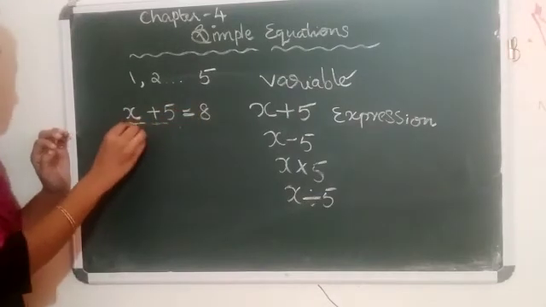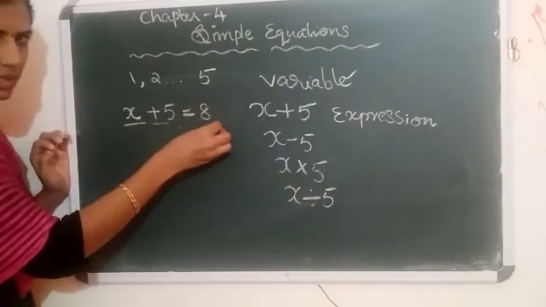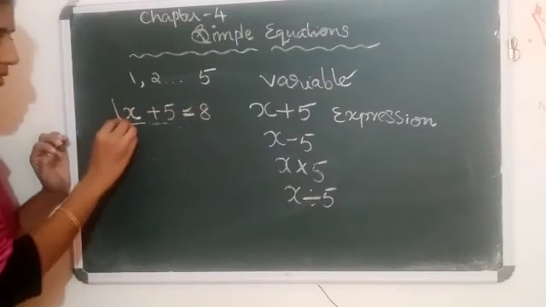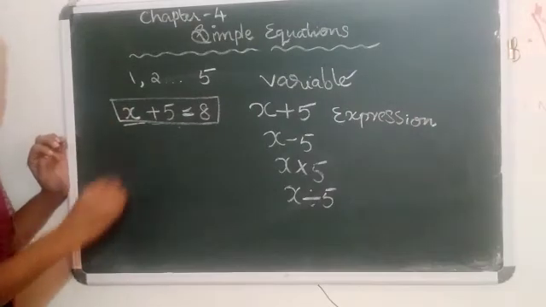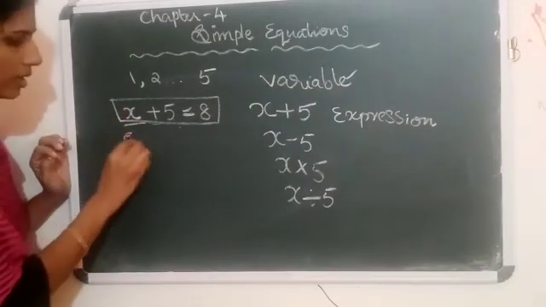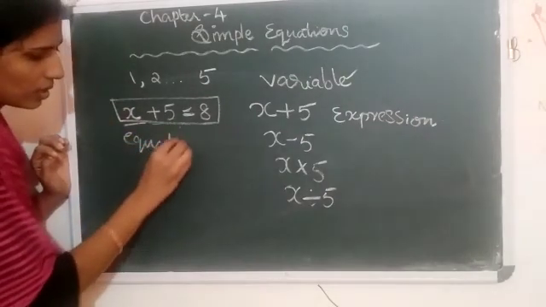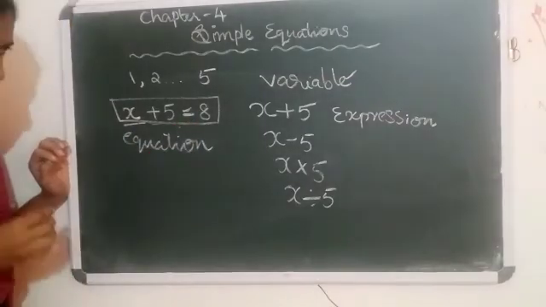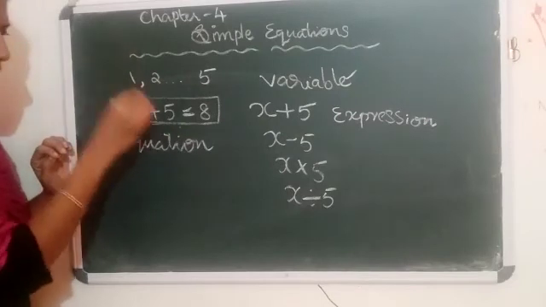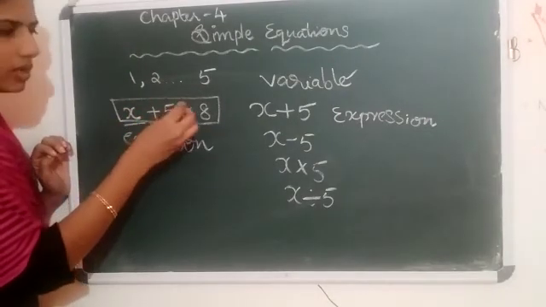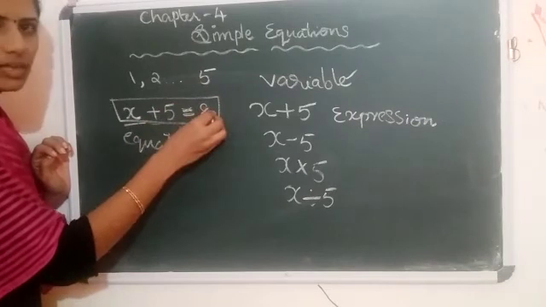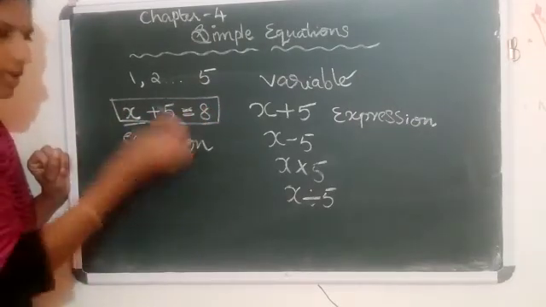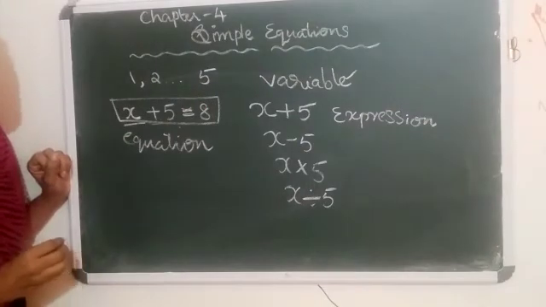Now see, x plus 5 equal to 8. When these two actions are performed, we have one result, which is denoted by equal to. So the entire expression is called the equation. Variable plus operation equal to result: all these terms together are called an equation. Is it clear?